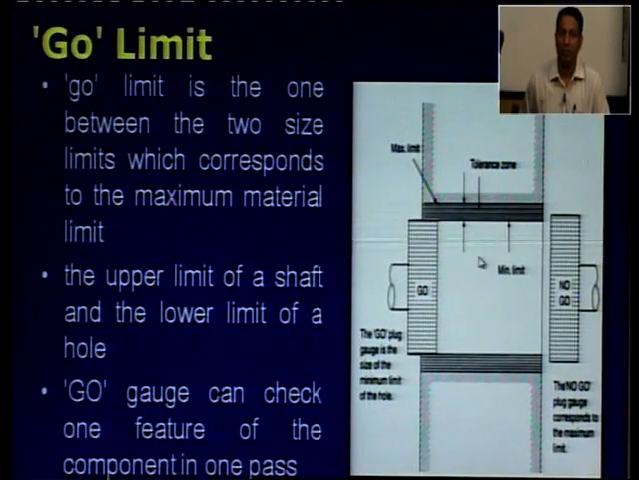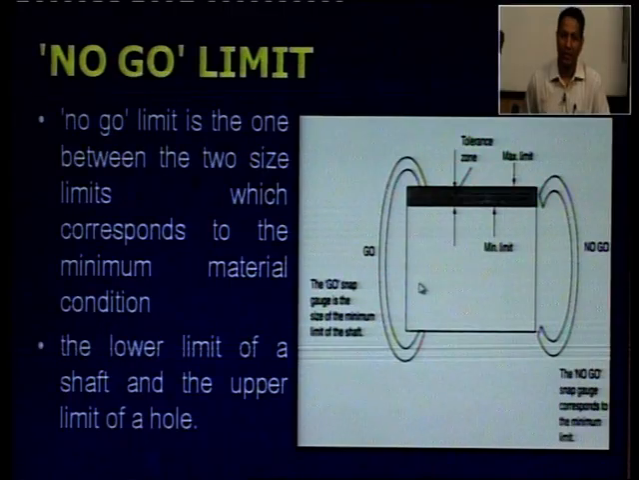So this is the go limit. Go limit is the one between the two size limits which corresponds to the maximum material limit, the upper limit of the shaft and the lower limit of the hole. Go gauge can check one feature of the component in one pass. This is not go gauge. This is the minimum limit.